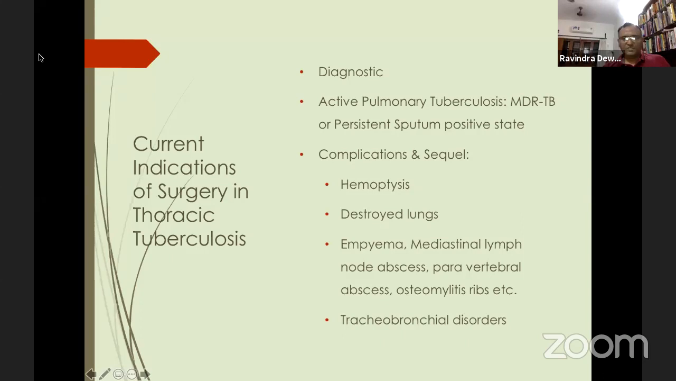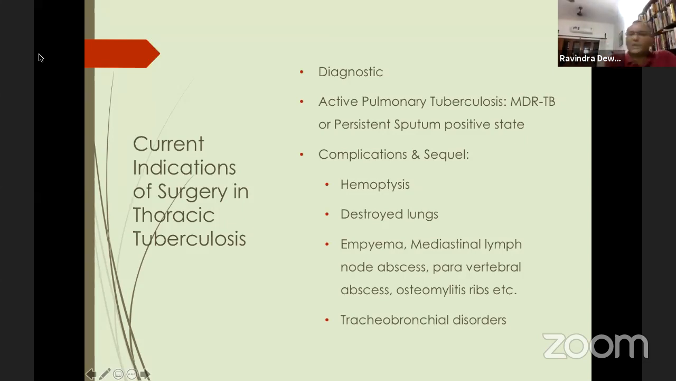There are several publications which detail the various indications of surgery in thoracic tuberculosis. There are excellent reviews which have been published. But broadly speaking, we can divide all those indications into three main categories. One is diagnostic, when a surgeon does any kind of thoracic intervention for diagnosing tuberculosis. The second main area is active pulmonary tuberculosis, which means we are doing surgery when the sputum is persistently positive.